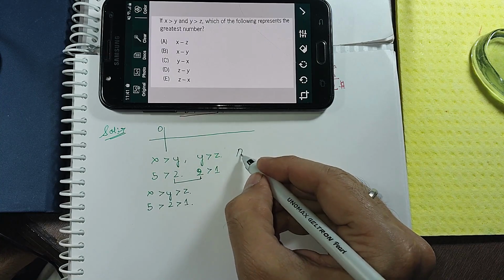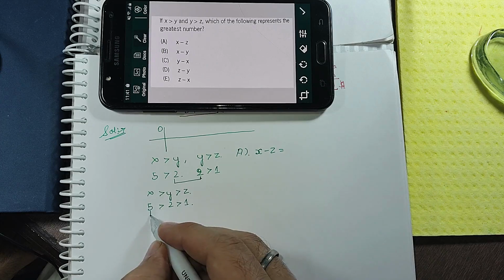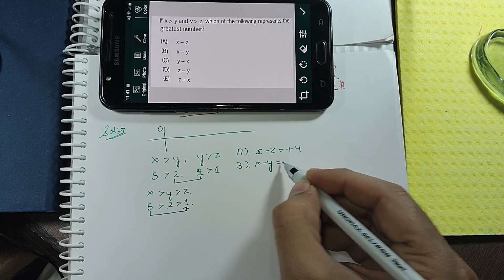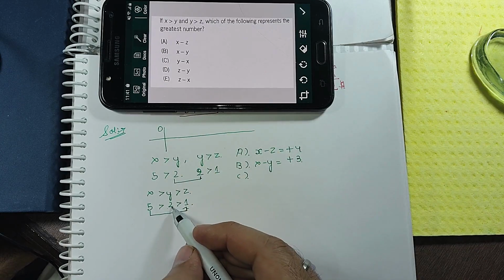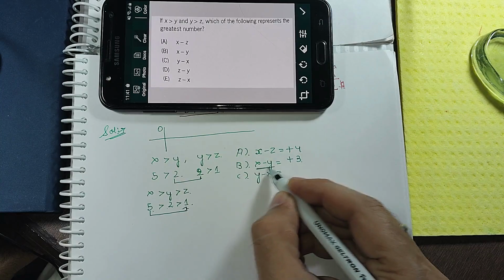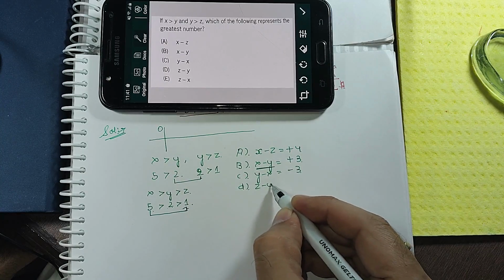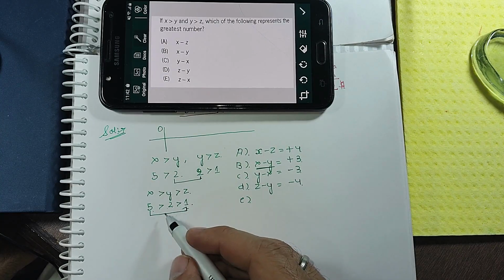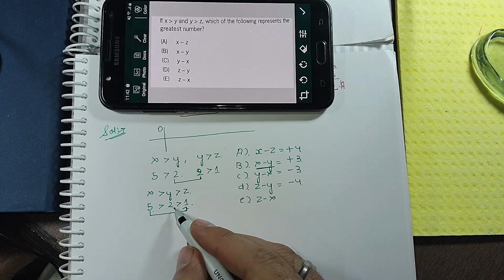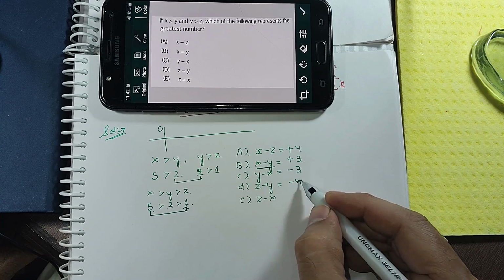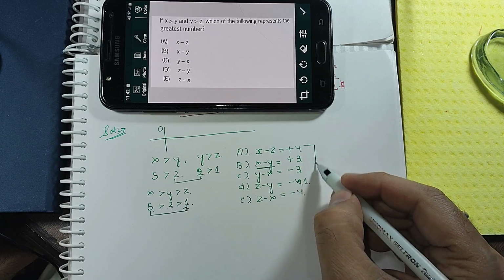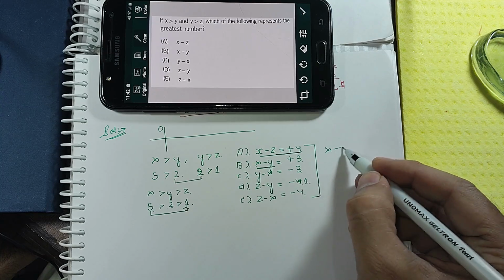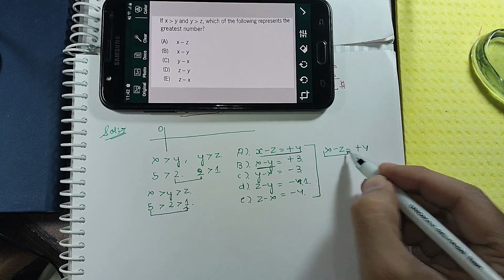Now the options. First option is x minus z. So x minus z will be positive 4. Option B, x minus y, will be plus 3. Option C, y minus x, will be minus 3. Option D is z minus y, which will be minus 1. And E is z minus x, which will be 1 minus 5, which is minus 4. So in all these you can see that plus 4 is the greatest number. So x minus z equal to plus 4 is the greatest number.